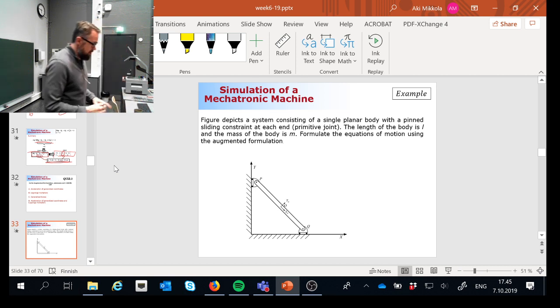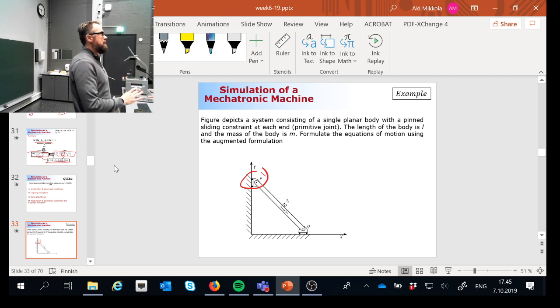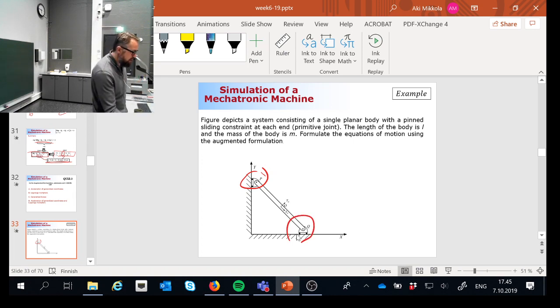So let's look at the mechanism. This is something that we are very much familiar with. I would like to apologize that this drawing is a bit misleading, a bit unclear, because what I wanted to have here is a P with a primitive joint. Primitive joint, not one body and then a translational joint, but a primitive joint. And the Q with a primitive joint. So I have here one moving body and two primitive constraints.